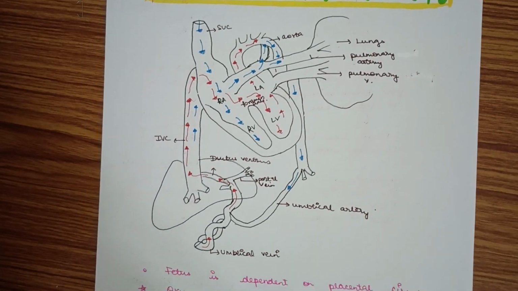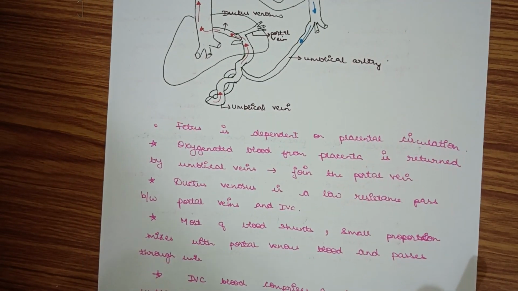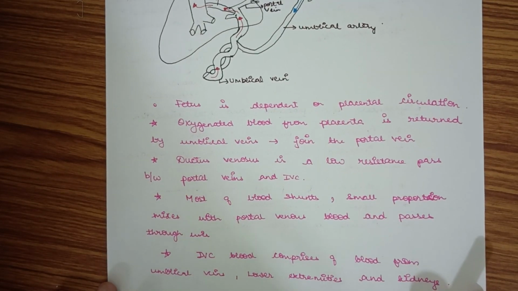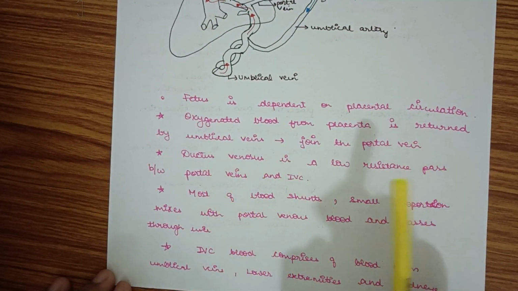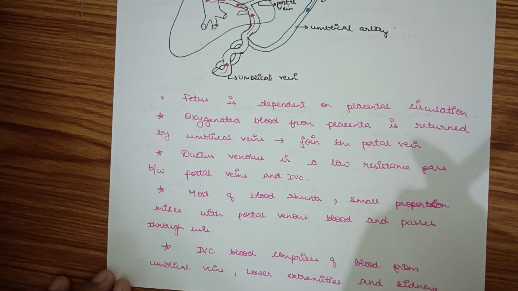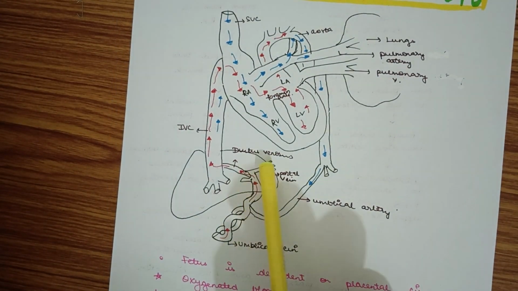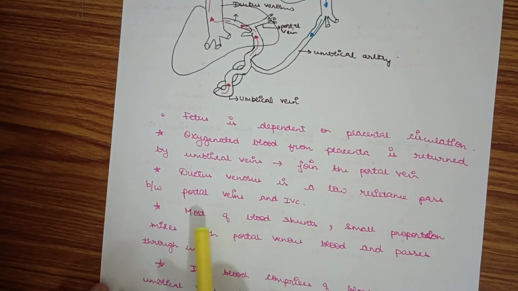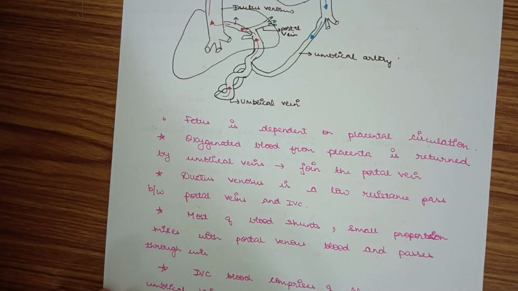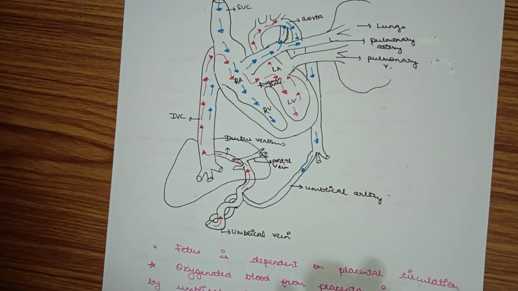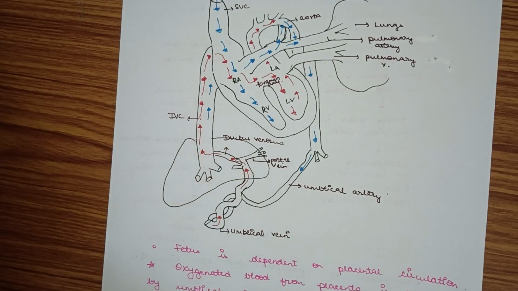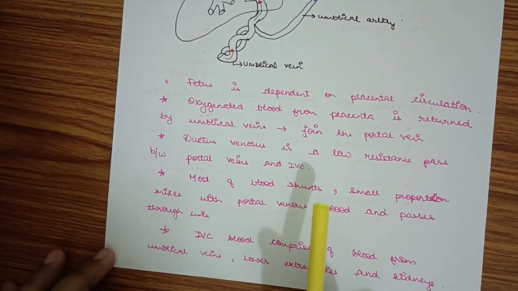Now let's look at it in brief. The fetus is dependent on the placental circulation. Oxygenated blood from the placenta is returned by the umbilical vein to join the portal vein. As I've already discussed, it will join the portal vein. The ductus venosus is a low resistance path between the portal vein and the inferior vena cava. So the ductus venosus will pass from the portal vein to the inferior vena cava. Most of the blood will shunt.